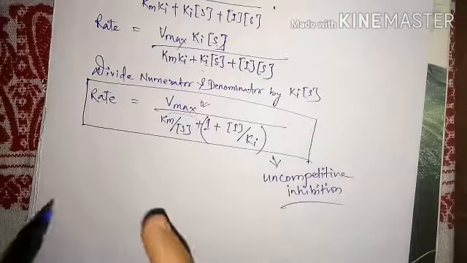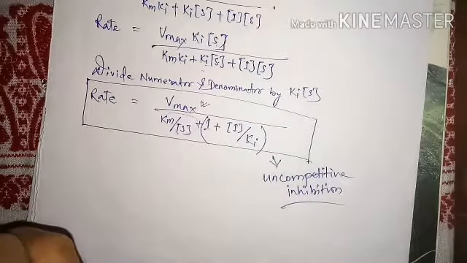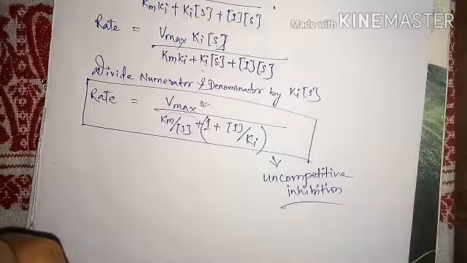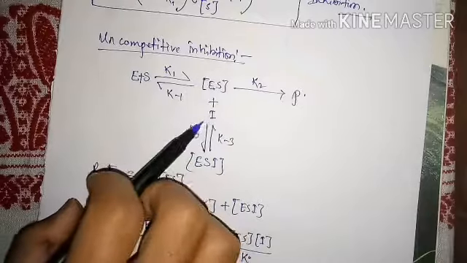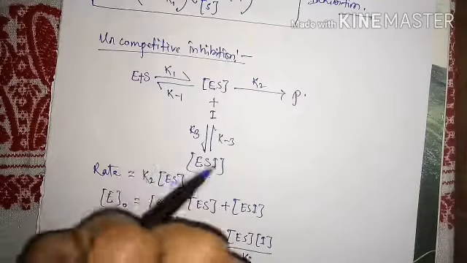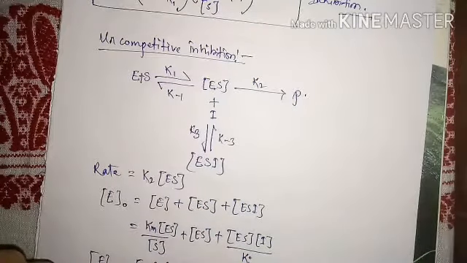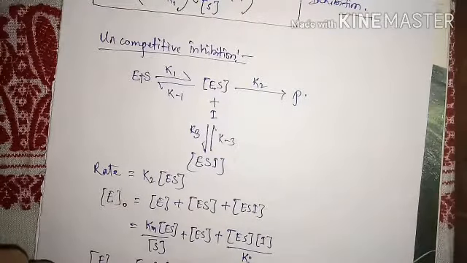So in case of uncompetitive inhibition, what we need to remember is that the inhibitor is not going to bind to any other things. That means it will be just binding to the ES complex. To this ES complex only the inhibitor is going to bind, and it will form ESI complex. So by this way we can derive the rate expression for non-competitive and uncompetitive inhibition. Okay, thank you.